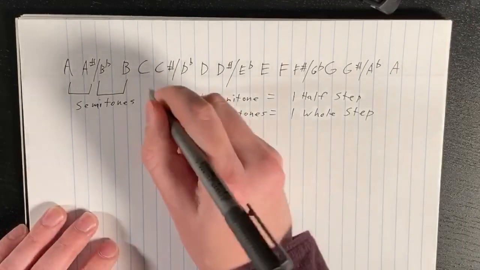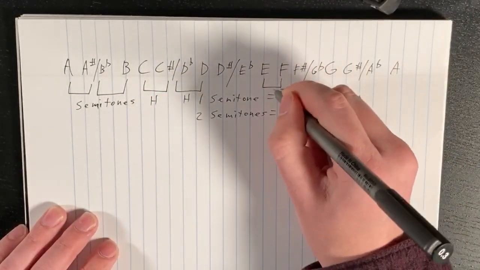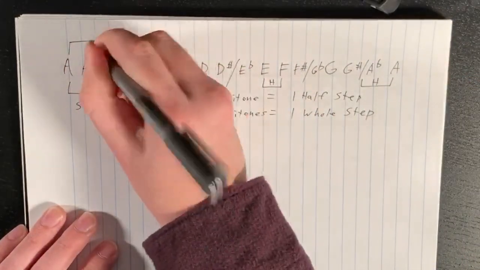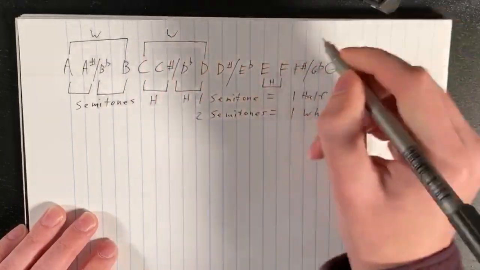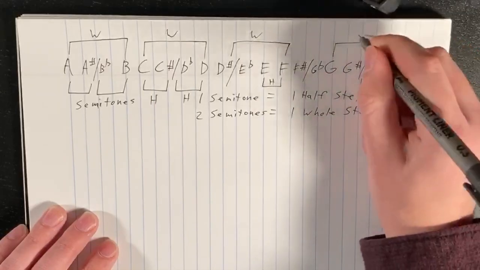So if we look at this a little more visually, notes like C to C sharp have a half step between them, or C sharp to D, and E to F, and A flat to A. The notes like A to B have a whole step between them, or C to D, and E flat to F, and also G to A. These are all whole steps.